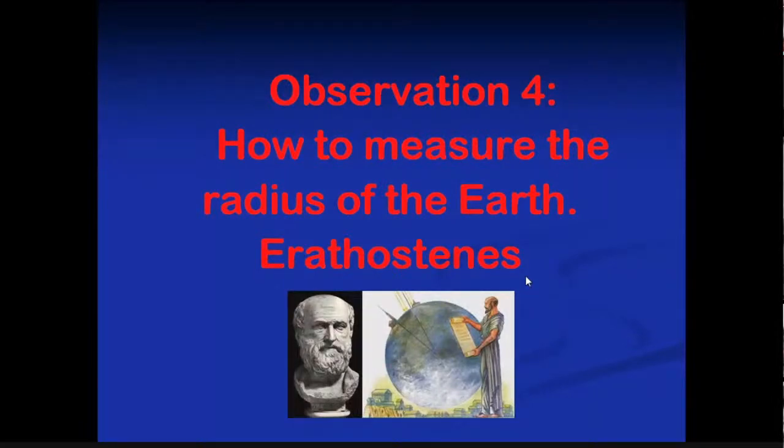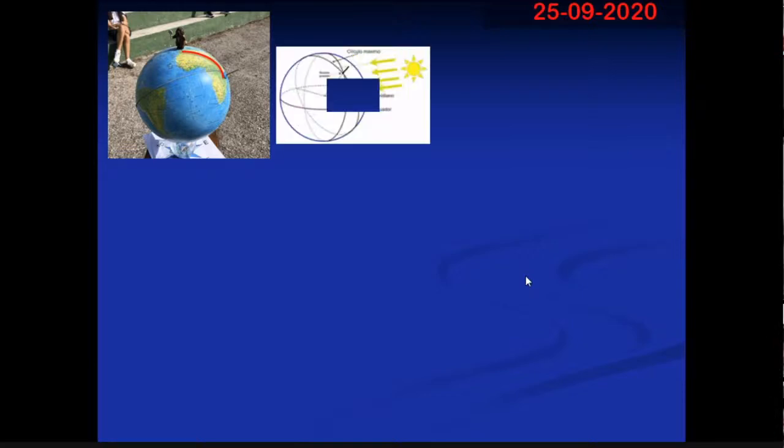Observation 4 is how to measure the radius of the Earth through Eratosthenes' calculations. The little figure shows Spain and the position of the globe. That day, the solar zenith at the moment of our observation was on Mozambique. I have to tell you that these calculations and this experiment were performed by our oldest students, who are 15 years old at the moment.